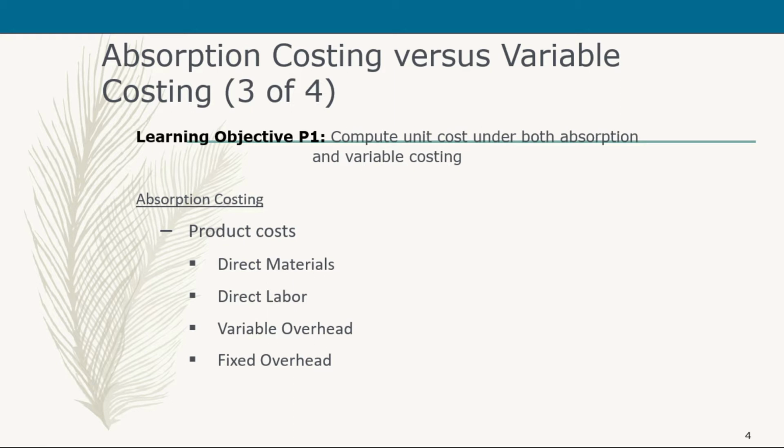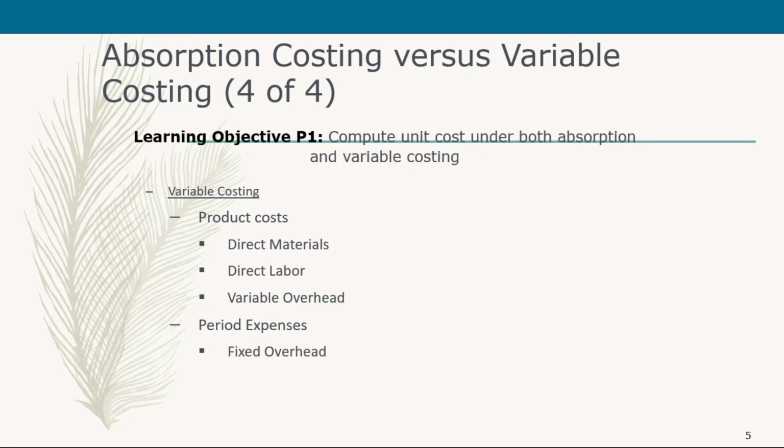Okay? So now we go again to your variable costing. So in here, your product cost will now only include your direct material, your direct labor, and your variable overhead. So what happens to your fixed overhead? Your fixed overhead, as mentioned earlier, will now be part of your period expense and is not part of your product cost. Okay.